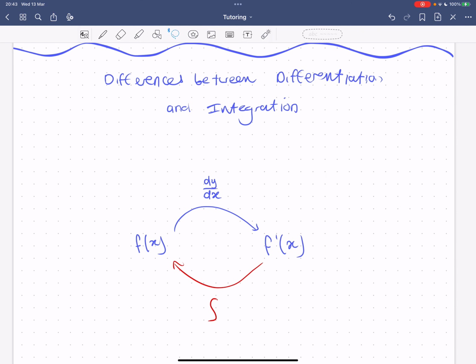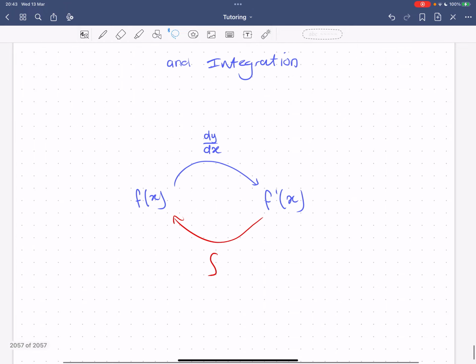Alright, today we're going to have a look at the key differences between the concept of differentiation and the idea of integration. So we've been introduced to the idea of differentiating for quite a while.